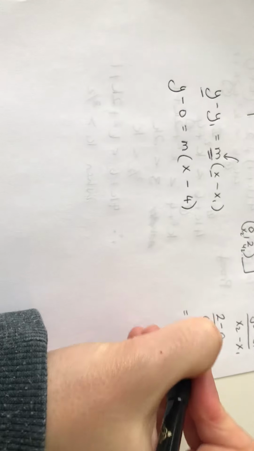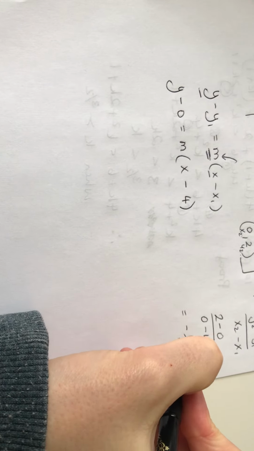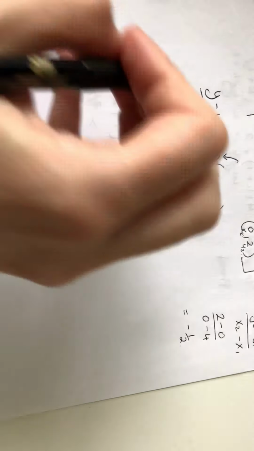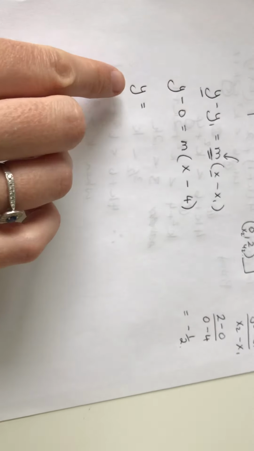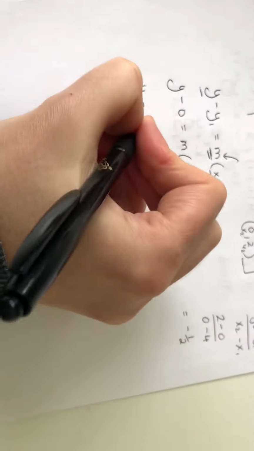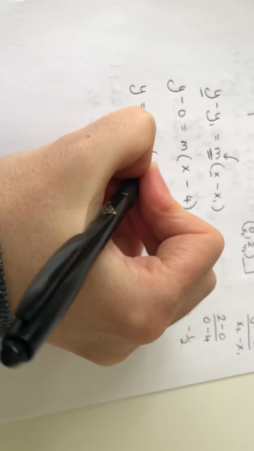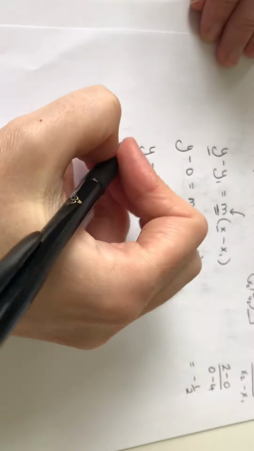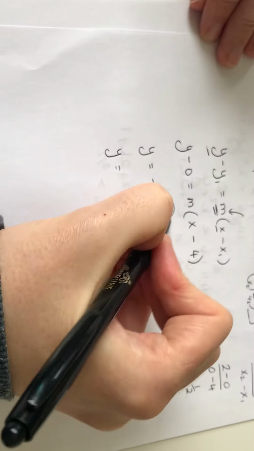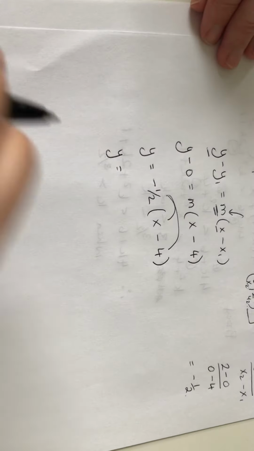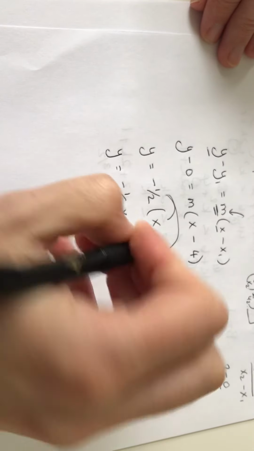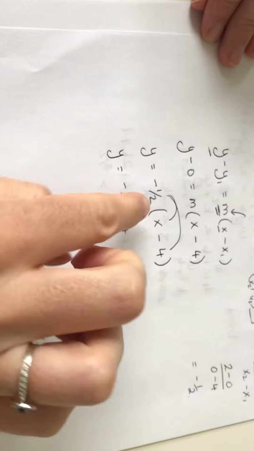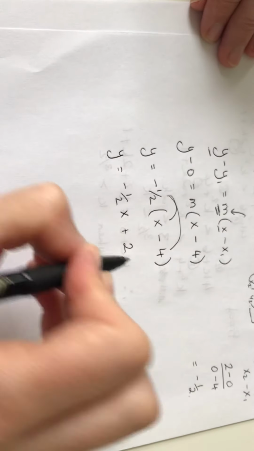And what does that work out to be? It ends up being minus a half. So y equals, because y minus 0 is just y, and then minus a half bracket x minus 4. I'm just going to multiply that out because I can. My algebra allows me to do that, and I end up with y equals minus a half x, and then plus a half times 4 is 2.